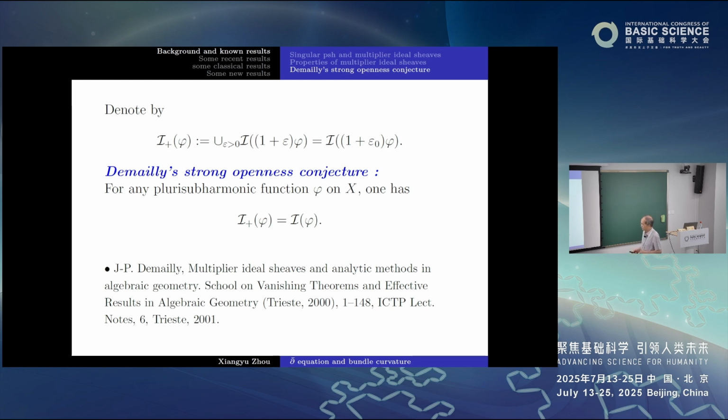Another property was conjectured by Demailly. He has the following strong openness conjecture. The statement says that the asymptotic multiplier ideal sheaf is just the multiplier ideal sheaf. The asymptotic multiplier ideal sheaf is defined as the union of these sheaves. So by the strong openness property, you can take, locally, some positive number such that we have this equality.